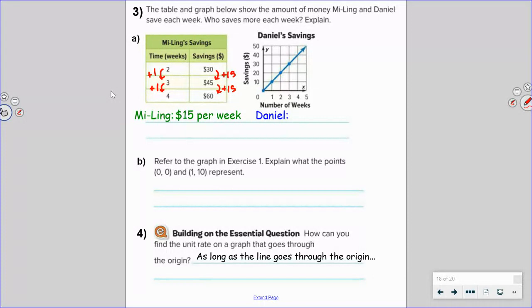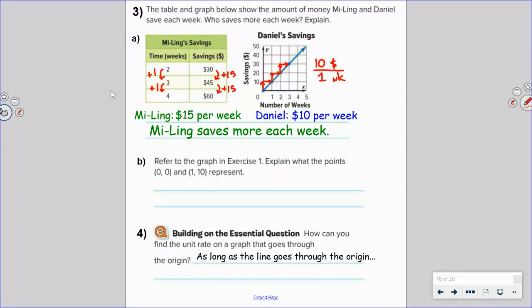Then we're going to look at Daniel. Daniel appears to go up $10 for 1 week, up $10 for 1 week, up $10 for 1 week. So just like Mealing has a constant rate of change, so too does Daniel. The question was asking us to compare who saves more each week, and in this case, it's going to be Mealing. Now, I'm sure you can write a more convincing argument than that. You would say something like, Mealing saves $15 per week, which is $5 more than Daniel's amount.